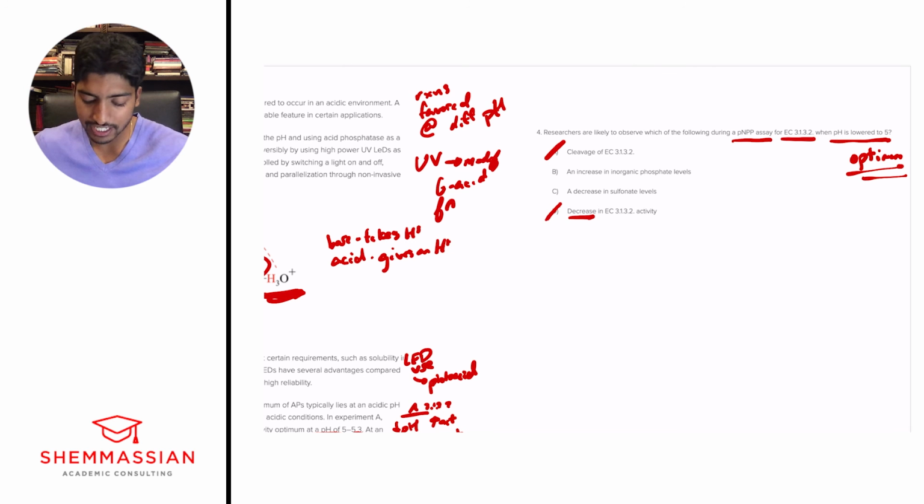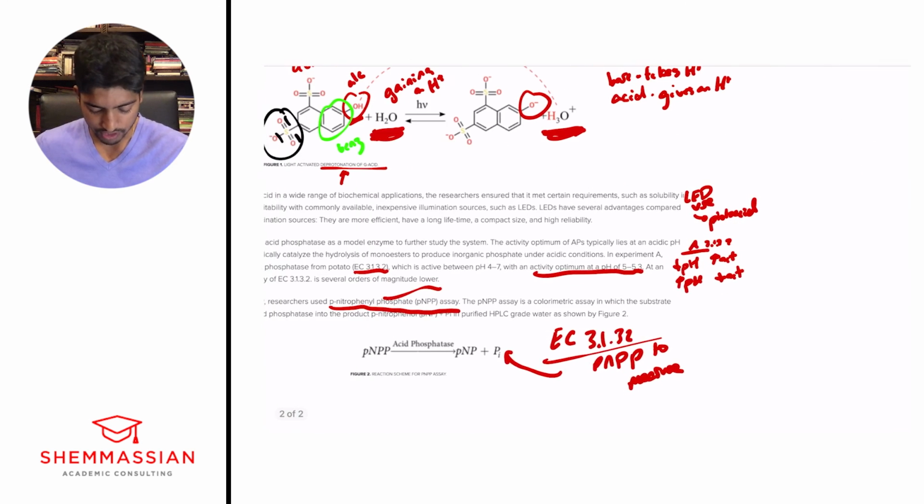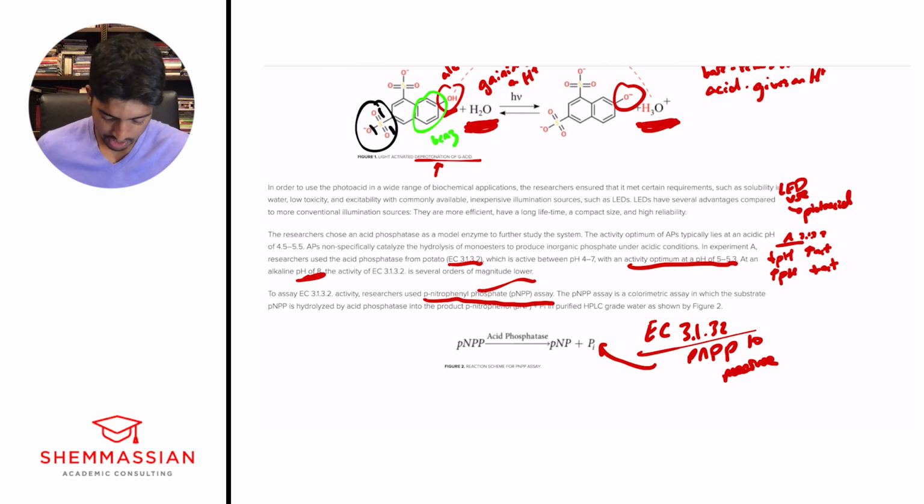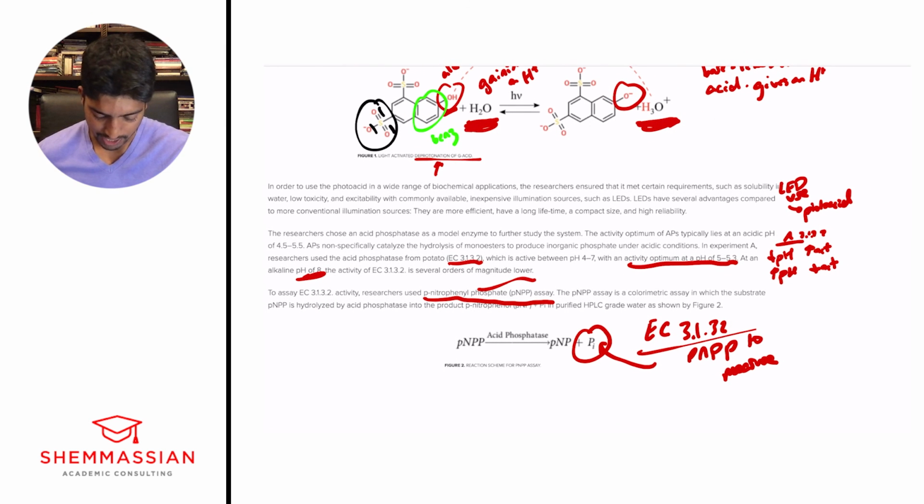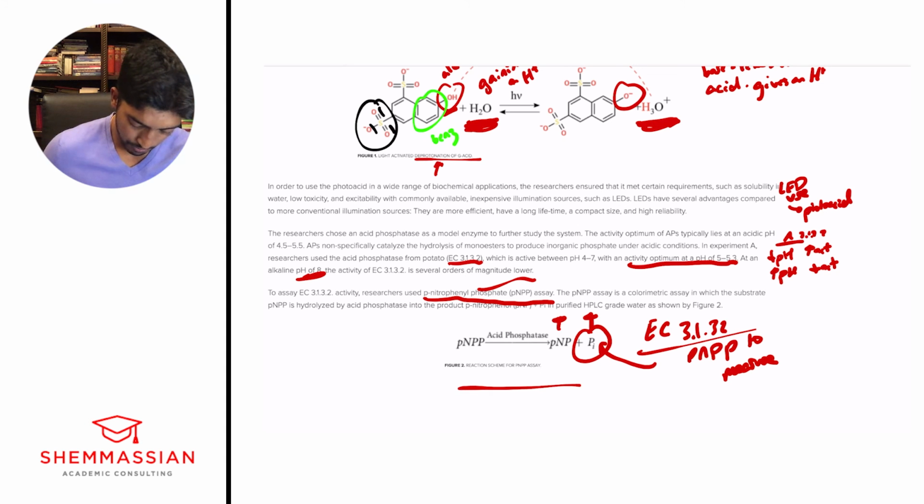B, an increase in inorganic phosphate levels. All right, so where does it talk about inorganic phosphate levels, okay? Here, it talks about inorganic phosphate right here in this reaction. So the acid phosphatase is taking this PNPP, cleaving it into PNP and PI. PI is this inorganic phosphate. So the way I think about it is, if we see an increase in this sort of acid phosphatase, that would mean we would have an increase sort of push to this side, right? We're pushing from left to right.